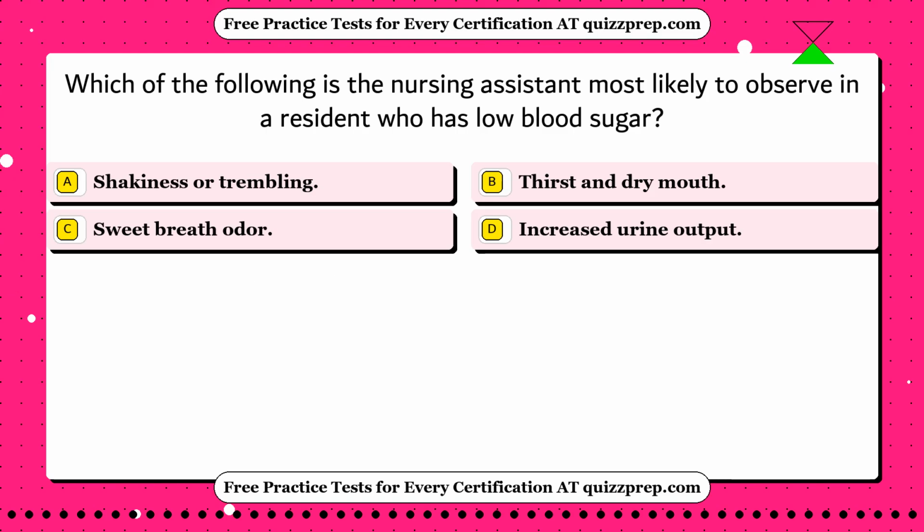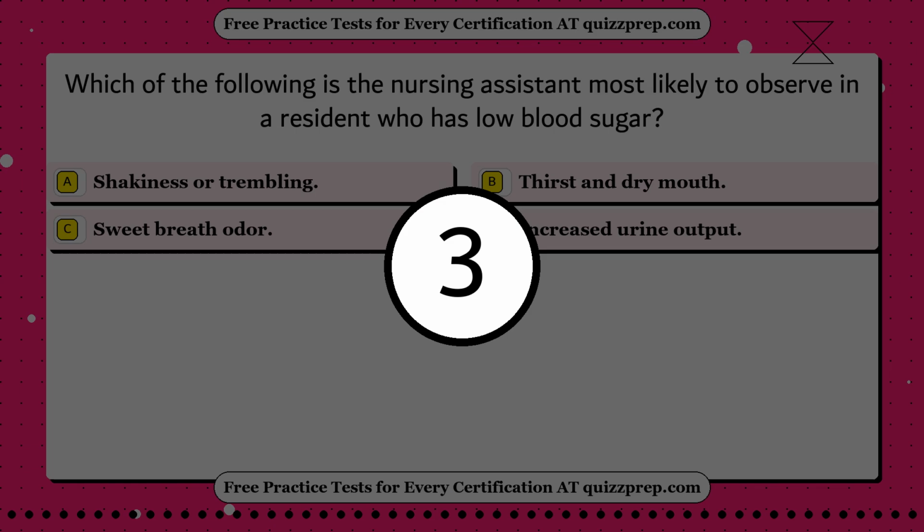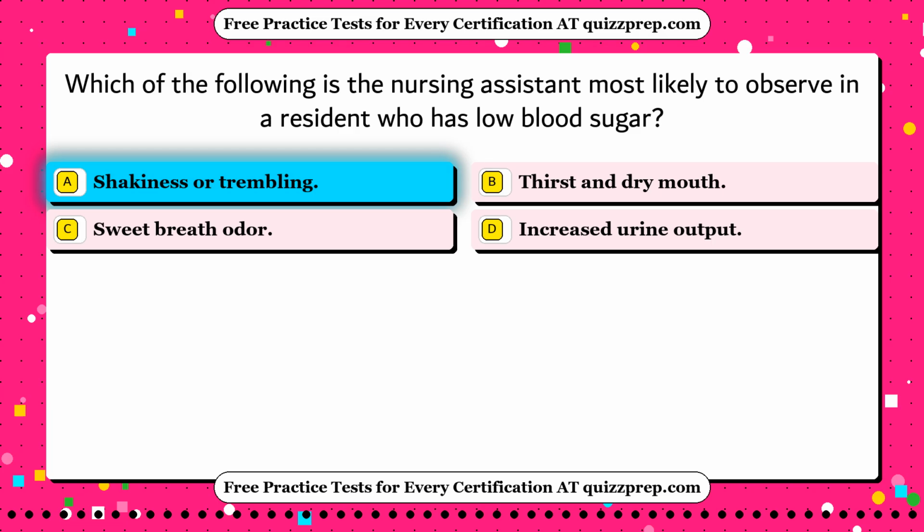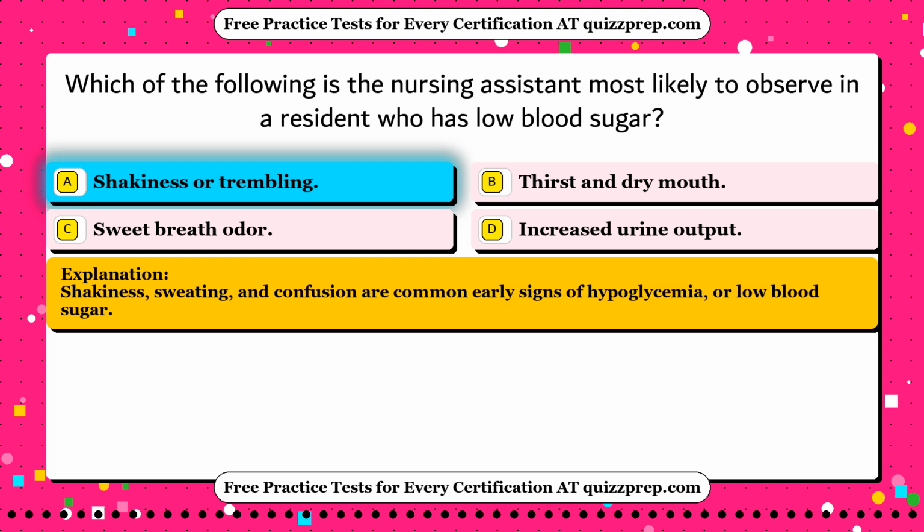Question 1. Which of the following is the nursing assistant most likely to observe in a resident who has low blood sugar? Option A, shakiness or trembling. Option B, thirst and dry mouth. Option C, sweet breath odor. Option D, increased urine output. The correct answer is option A, shakiness or trembling. Shakiness, sweating, and confusion are common early signs of hypoglycemia, or low blood sugar.